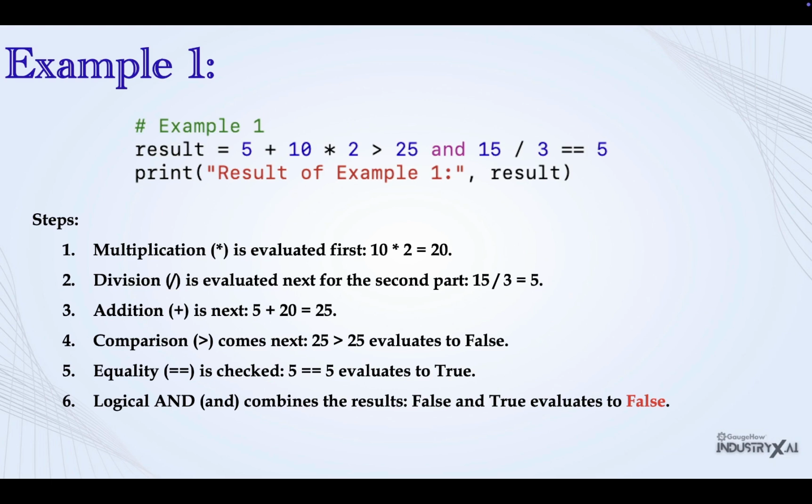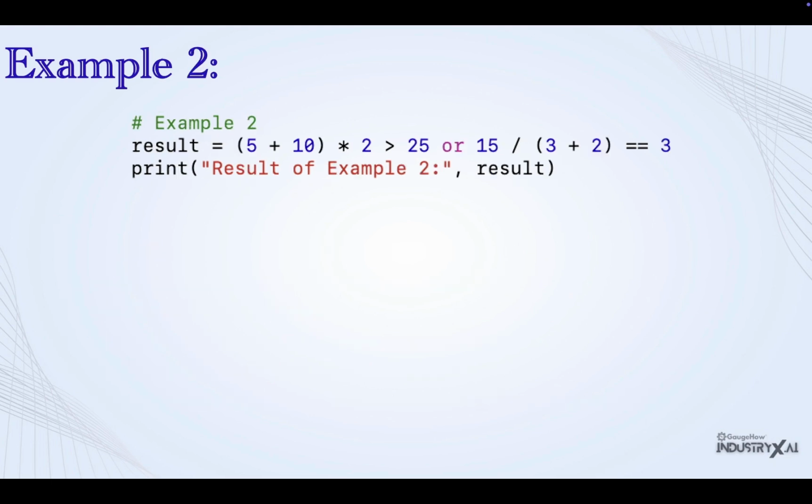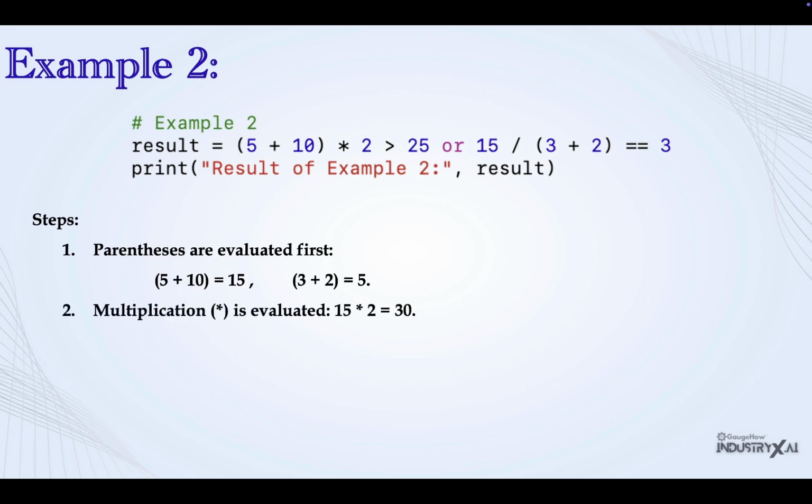To understand Python operator precedence clearly, let us take the second example. In example 2, again you will see multiple operators are provided. Looking at this expression, we can see that parentheses are provided. So first, we will execute the parentheses. The execution of parentheses will be 5 plus 10 equals 15 and 3 plus 2 equals 5. After that, we will perform the multiplication operation, so 15 into 2 equals 30. Next, the division operation, that is 15 divided by 5 equals 3.